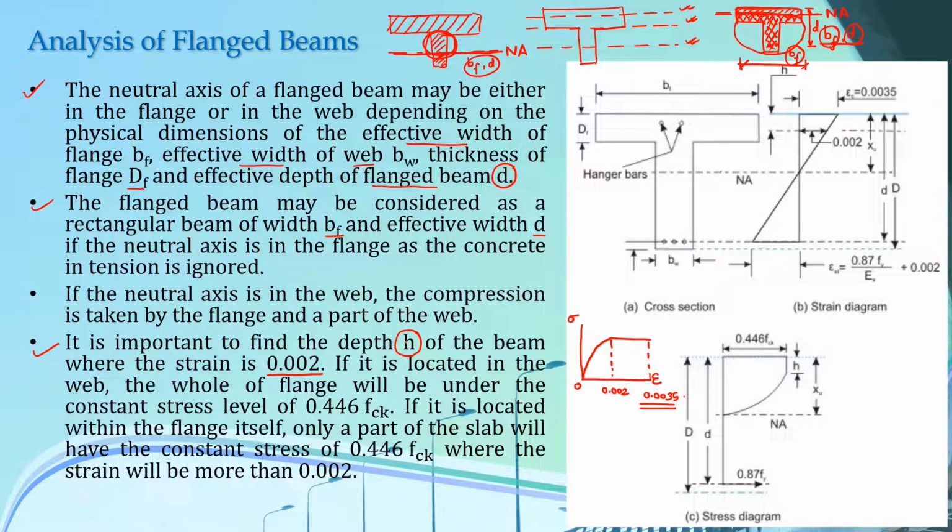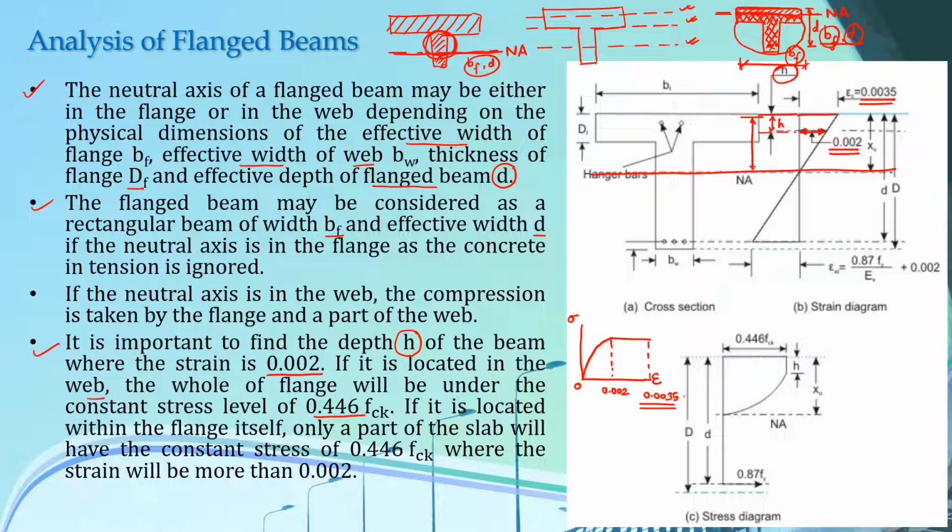So this depth H is also represented here in the figure. You can see here, this is the level where the strain value is 0.002, and this level is at a distance of H from the level where epsilon c equals 0.0035. So if it is located in the web, the whole of the flange will be under the constant stress level of 0.446 fck.